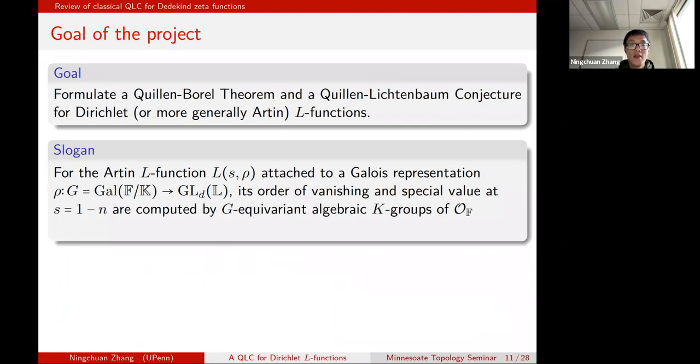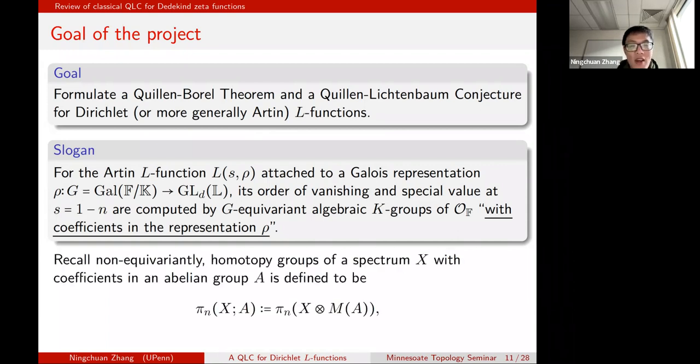And what's the slogan? The slogan is: for an L-function attached to a Galois representation, we want to say its order of vanishing and special values at this point are computed by, of course, I guess we want to say G-equivariant algebraic K-groups of O_F. But where's the representation? In an L-function, the rho is a very important input. So the slogan is they're computed by equivariant algebraic K-groups with coefficients in the representation. What on earth does that mean?